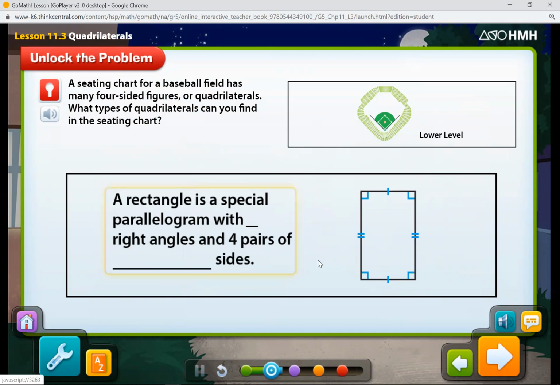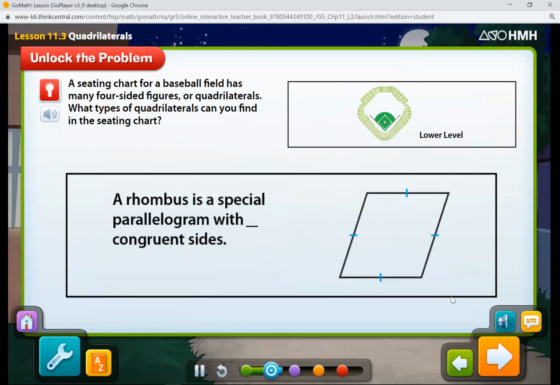And four pairs of what kind of sides? Remember, we are comparing them. We're categorizing them by using their parallel sides and by using their angles, right? So four pairs of perpendicular sides. A rectangle is a type of parallelogram. It has four right angles and four pairs of perpendicular sides.